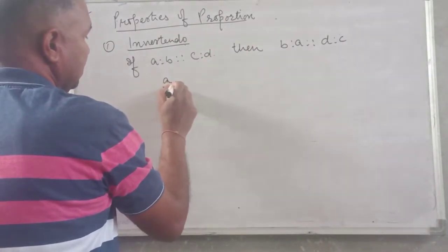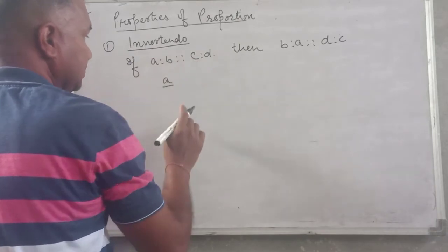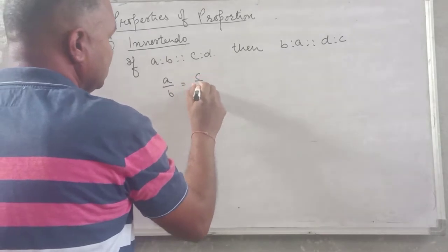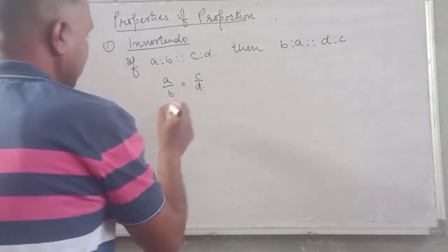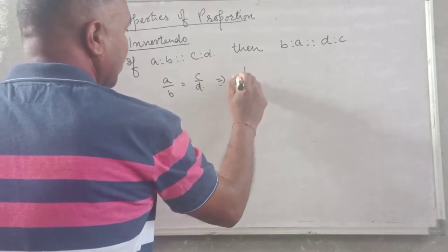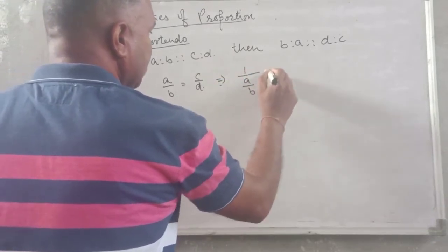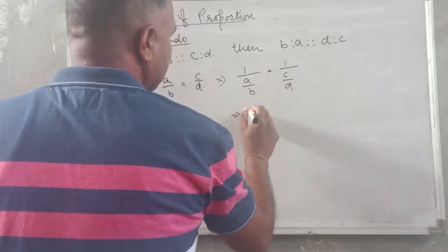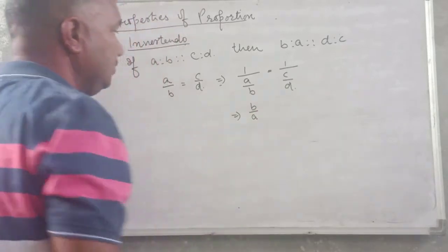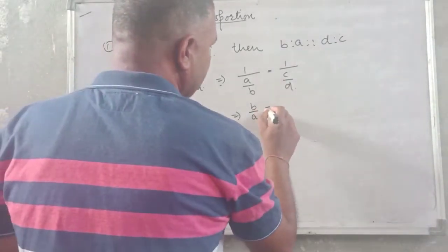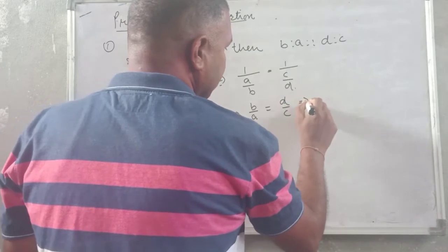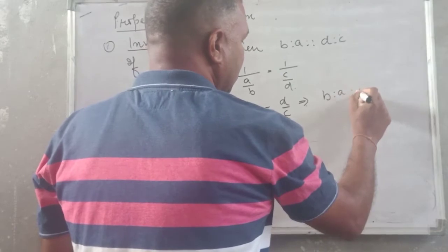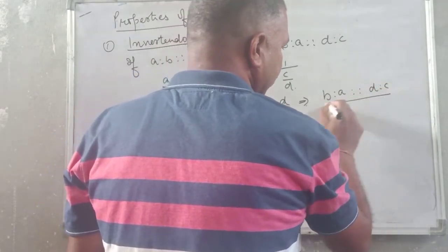Since A is to B and C is to D, A upon B is equal to C upon D, and this can be written as 1 upon A upon B equals 1 upon C upon D, and this will be equal to B by A is equal to D by C, and this can be written in the ratio B is to A and D is to C.